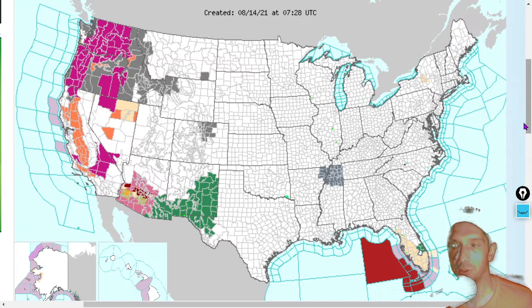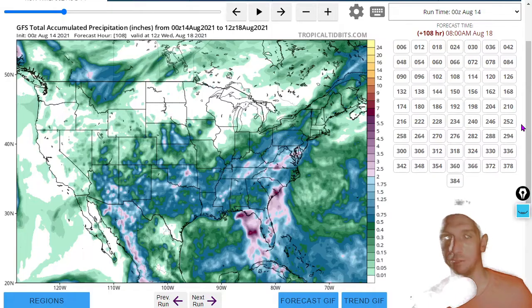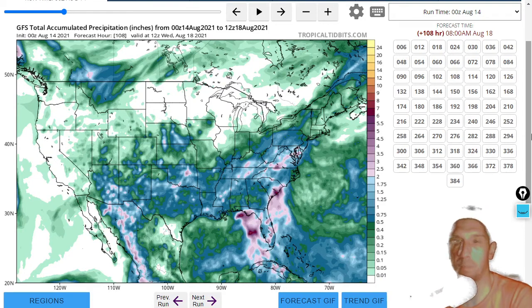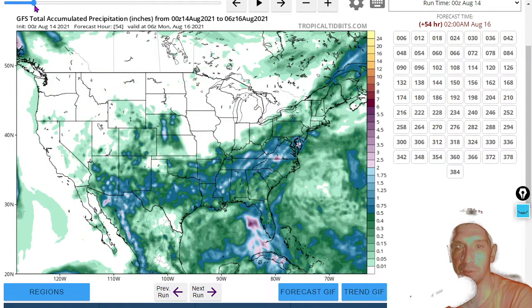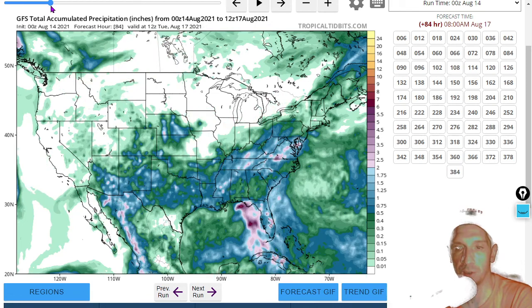Anyway, if you see your county lit up, just click on your county at weather.gov. Here's your total accumulated precipitation forecast from Tropical Tidbits. And you can see most of the rain from this tropical storm is expected to fall in the Gulf. That's the forecast through Wednesday, August 18th. So that's a bit of a far out forecast there. This could change and it could equate to massive rains in Florida if that track shifts.